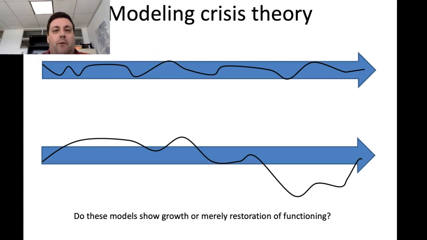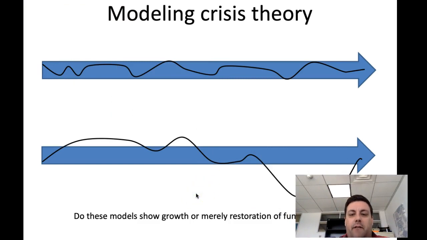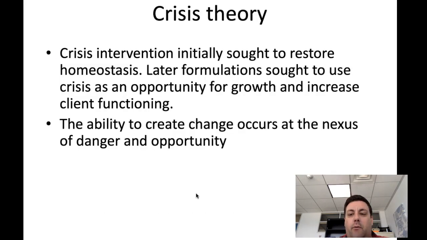The question I have down at the bottom is another one of the criticisms of crisis theory. That criticism really is: are we helping people grow as a result of crisis, or are we merely restoring functioning? And we don't always know, because we can't always predict what would have happened had professional intervention not happened.